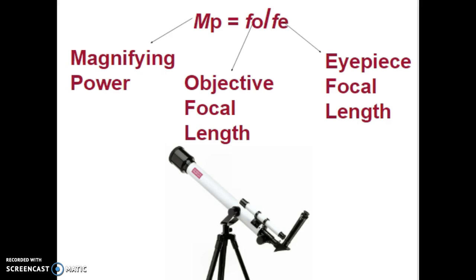You can figure out how strong your telescope is or how much it can magnify. Remember, magnification is something that makes an object larger. So the magnifying power, you can take the objective focal length, meaning the length that it takes the objective lens to focus, and you divide that by the eyepiece focal length, and you can get the strength of your telescope.